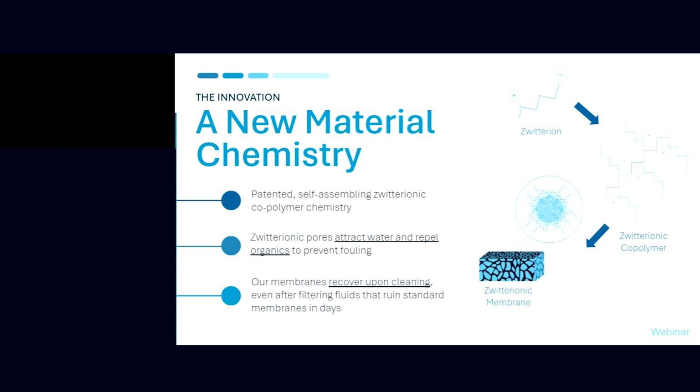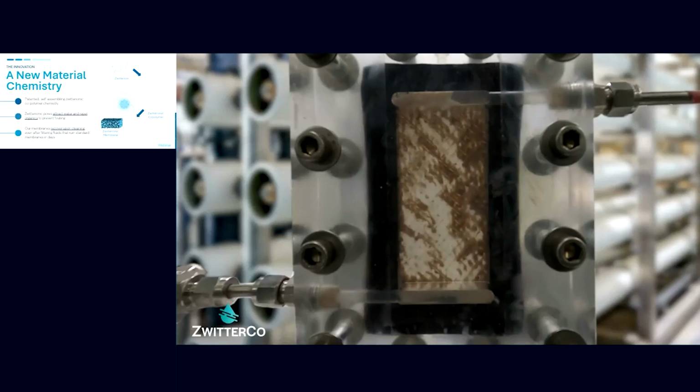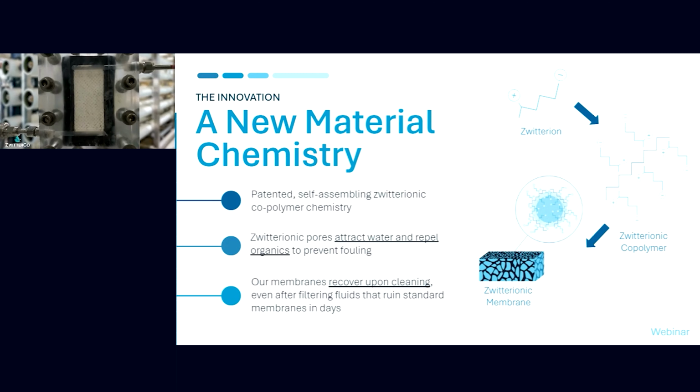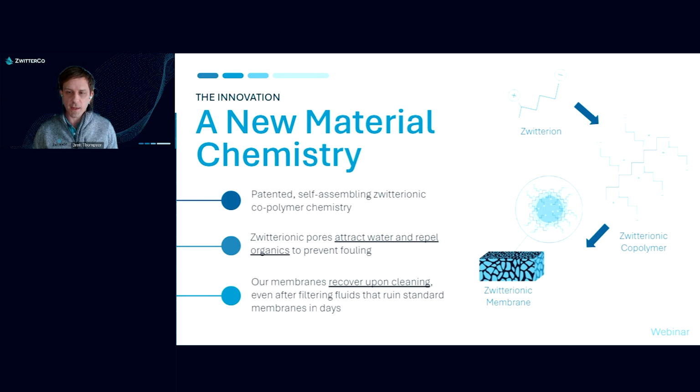And so we have a video here just to show a zwitterionic membrane in action. This is a membrane that's been fouled with an organic brown material. This is just a demonstration to show that these organic foulants don't stick to the surface. This was removed with just a clean water flush, no high pH cleaning was used. So this is a demonstration of what zwitterionic membranes can do. And with that, I will turn it over to Elka.